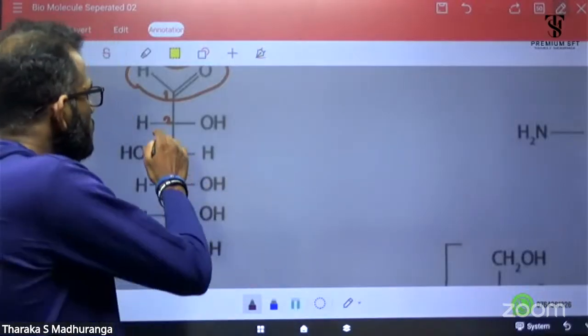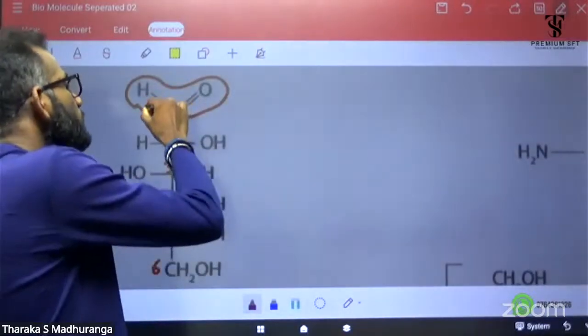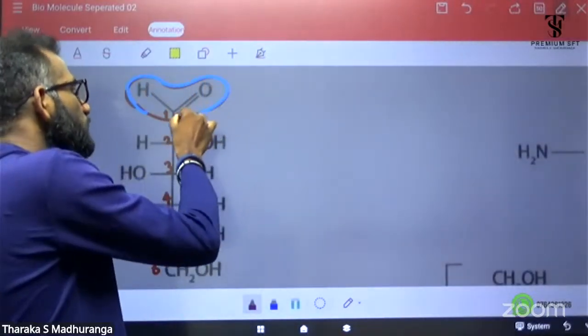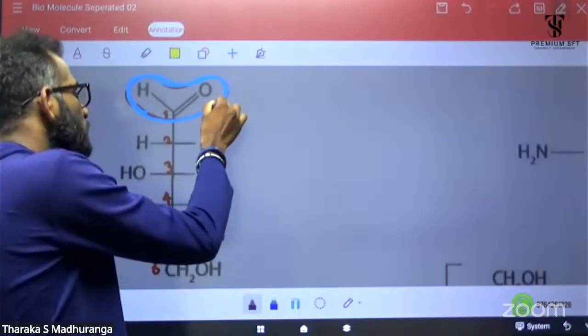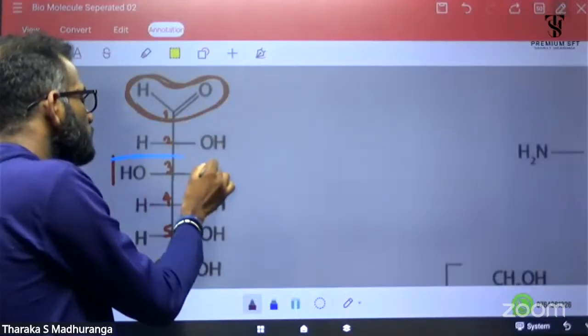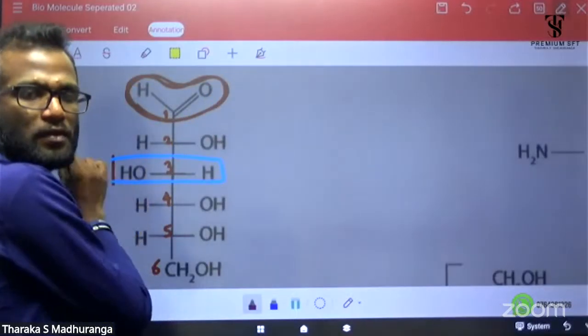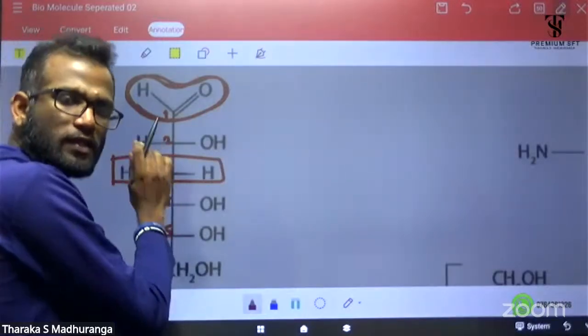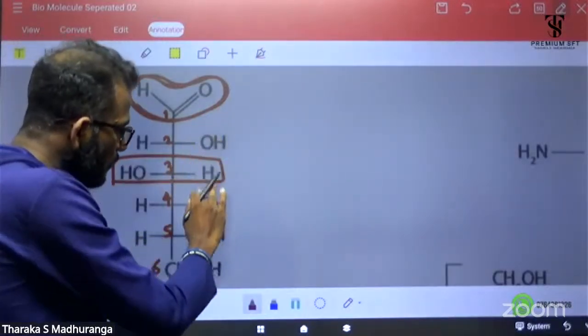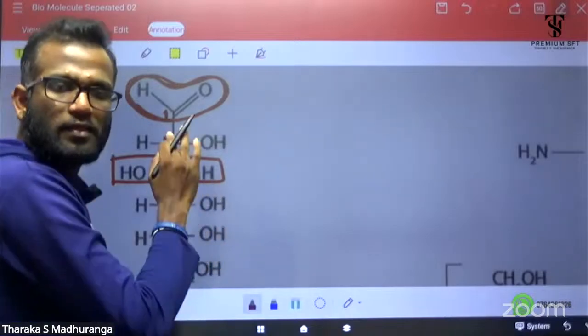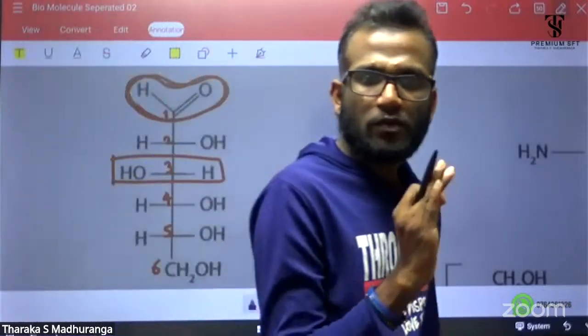Now, if it is with an aldehyde group, and only the third carbon is different while all other carbons are the same, that is glucose.